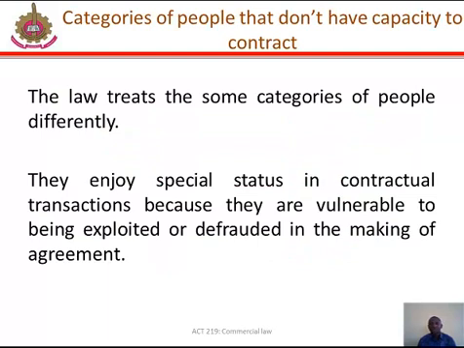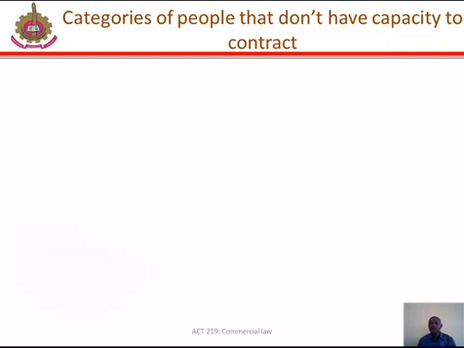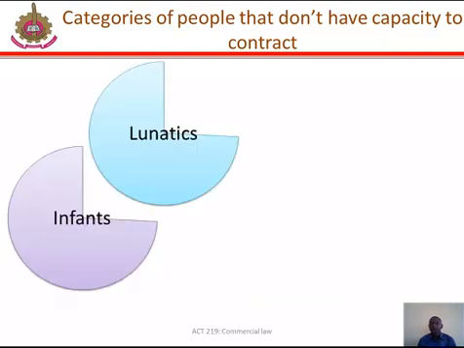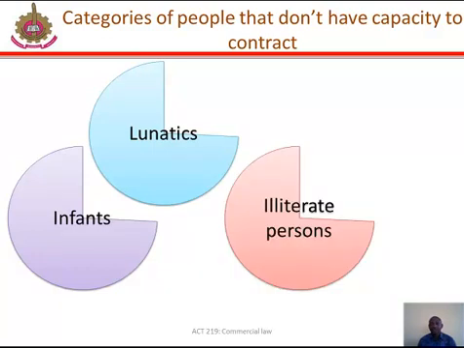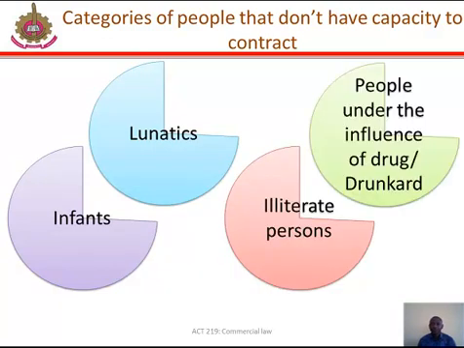The law treats some category of people differently when it comes to capacity to contract. It grants them protection in that they enjoy special status in contractual transactions because they are vulnerable to being exploited or defrauded in making of agreements. This category of people are infants, illiterates, lunatics, drunkards, among many others.